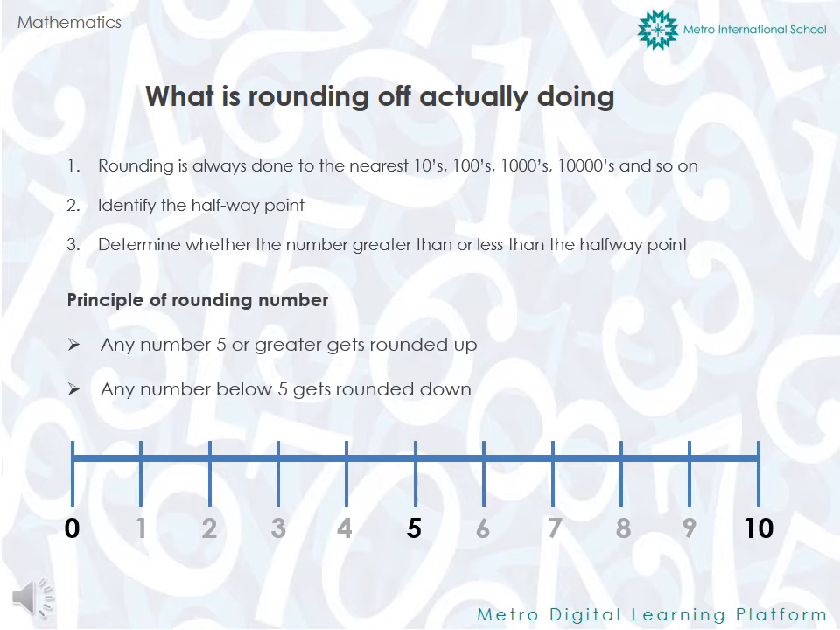Whether you are asked to round to tens, hundreds, thousands, 10,000s, 100,000s and millions, you will always find a 5 as the halfway mark. For this video, we will only show you how to round tens, hundreds, thousands and 10,000s. And soon you will be able to understand the significance of the number 5 as the halfway point. Let's take a look at a few examples.